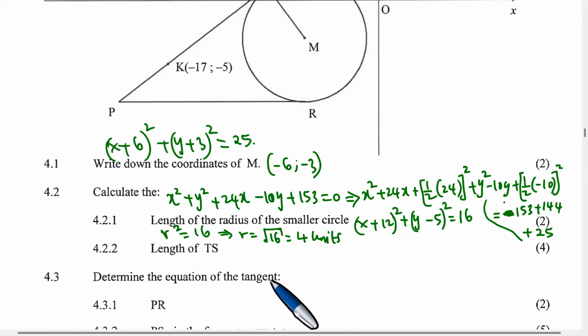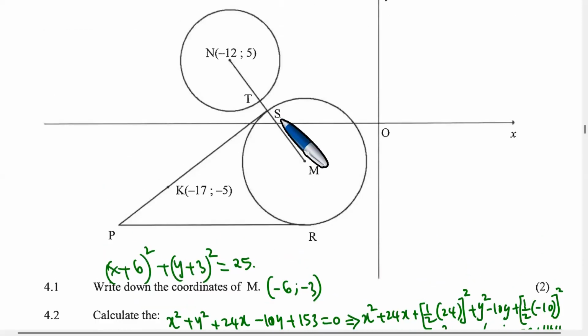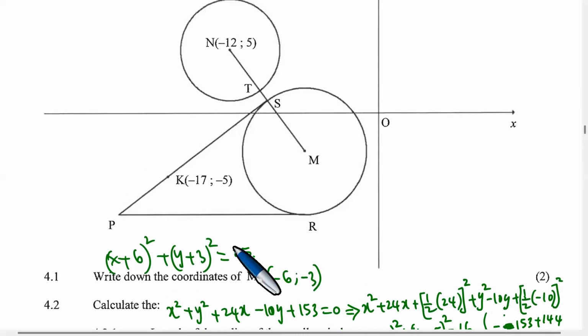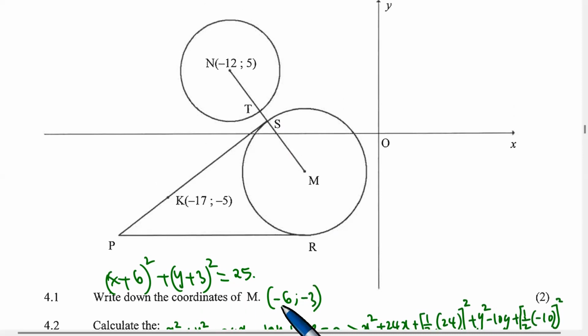The length of TS is next. If you now have the radius, you need to find the length of TS. The circle of center M has its own radius. The equation is clear, it is this one with 25, and 25 is 5 squared. So the radius is 5 units. We have seen that this one has a radius of 4 units. We just need to find the length of TS. How do we find the length of TS?